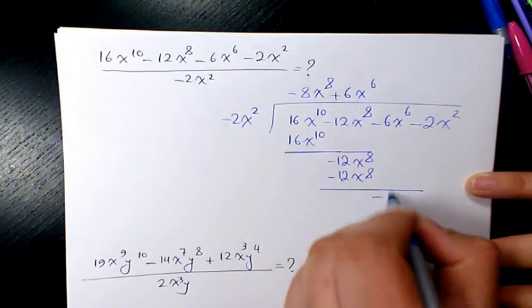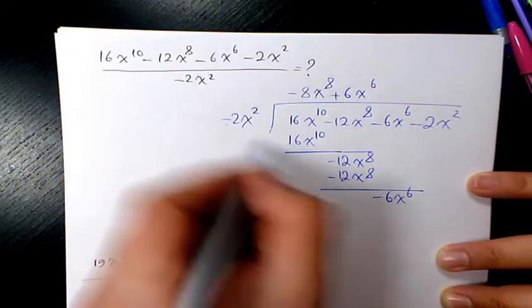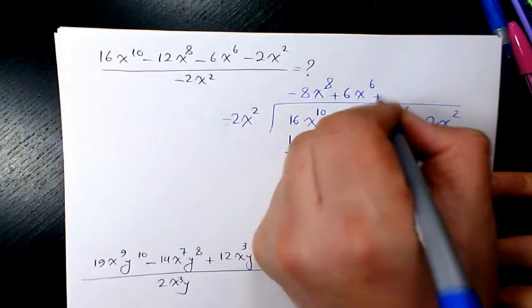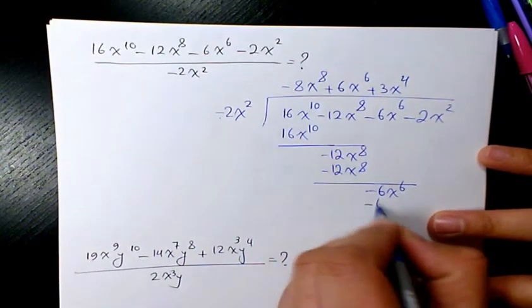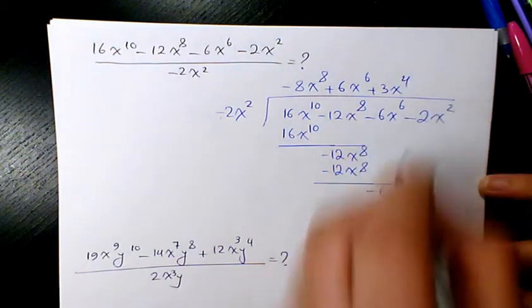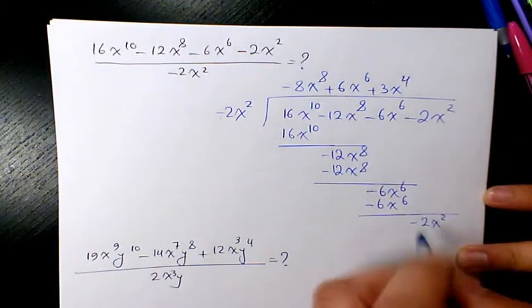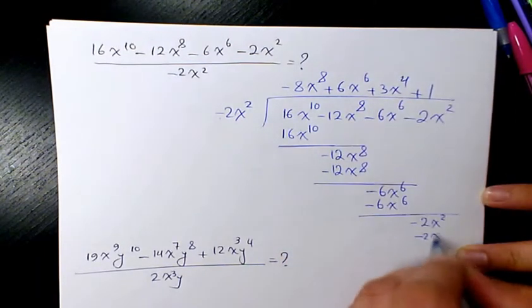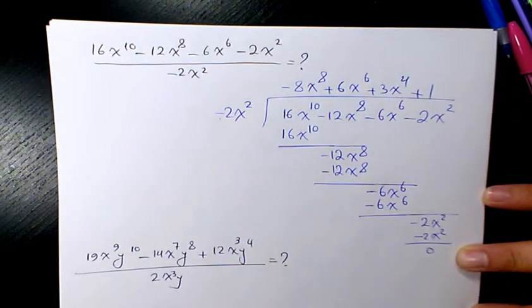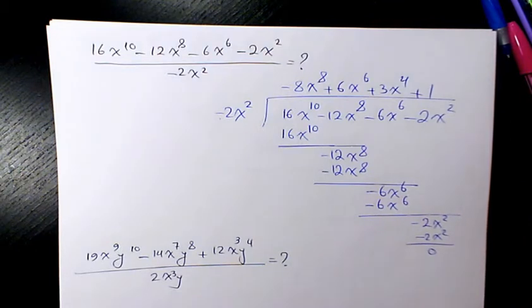Then you bring the next number down, negative 6x to the power of 6 divided by this guy is going to be 3x to the power of 4. When you multiply it, it's going to be negative 6x to the power of 6. Then you bring the next number down, negative 2x squared divided by negative 2x squared is going to be just positive 1. When you multiply it, it's going to be the same thing and it's going to cancel out. Now let's see this one.